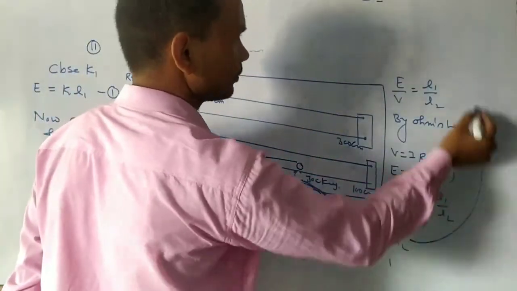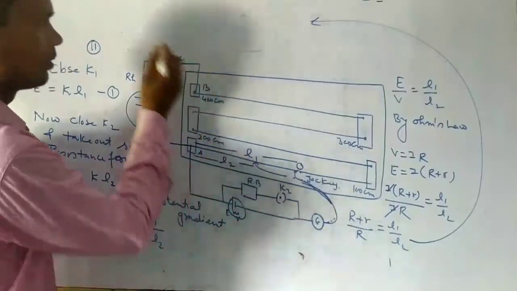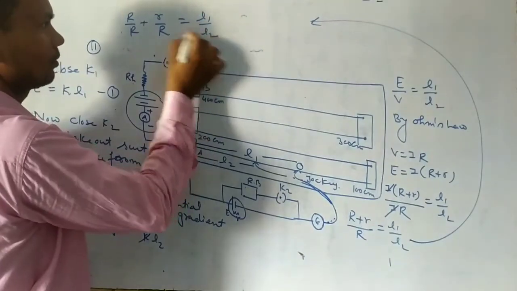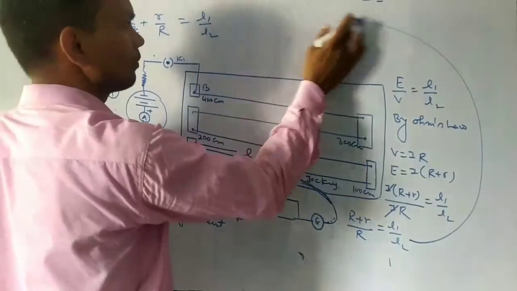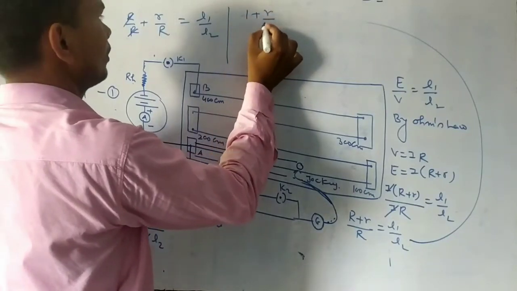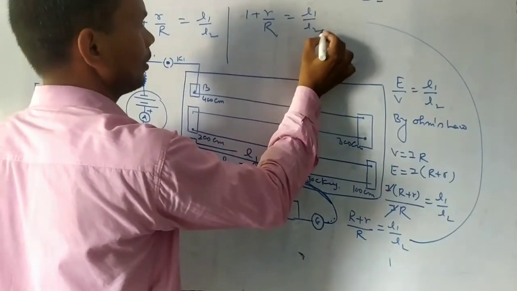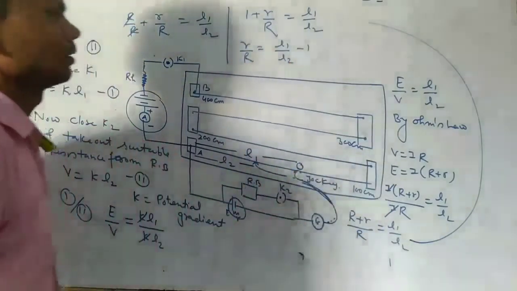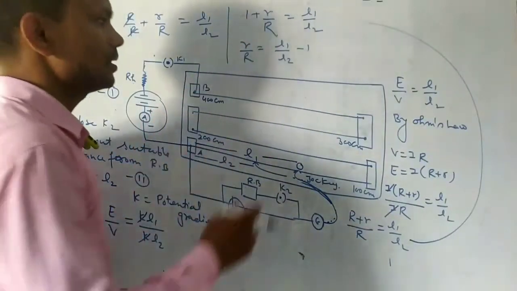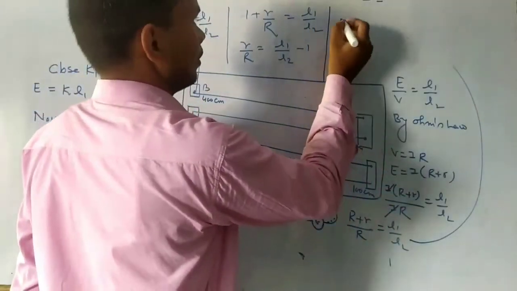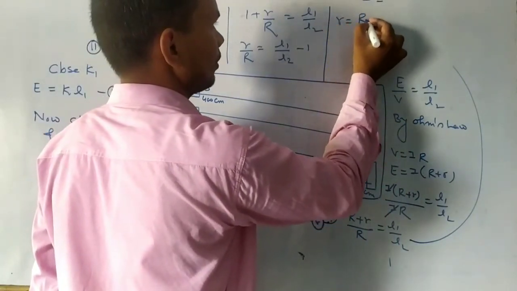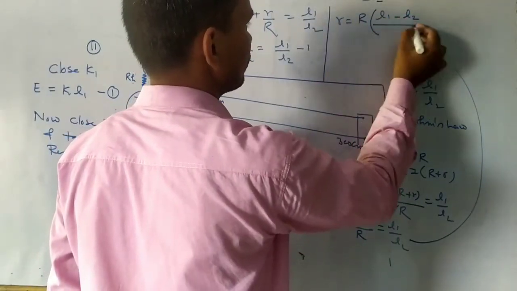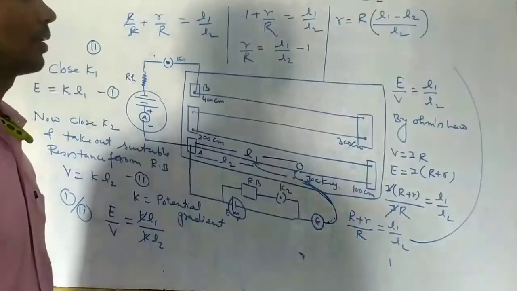Now separate that. R plus r upon R equals L1 upon L2, so we get 1 plus r upon R equal to L1 upon L2. So r upon R equals L1 upon L2, minus 1. We want to find what small r is. So we can write r equals R, capital R, times L1 minus L2 upon L2, where we have taken the LCM of L2.